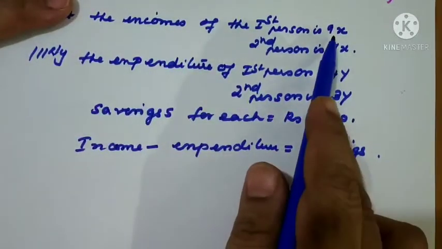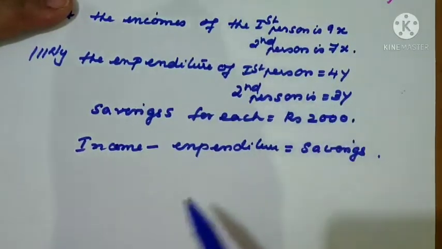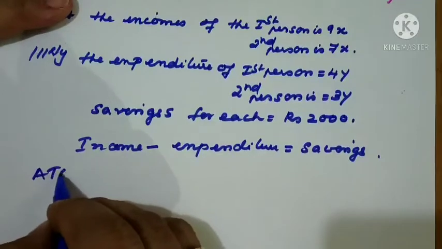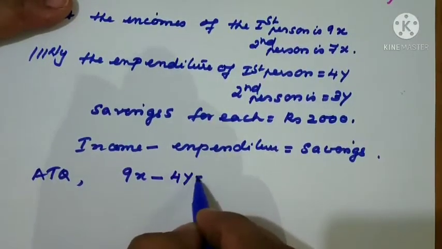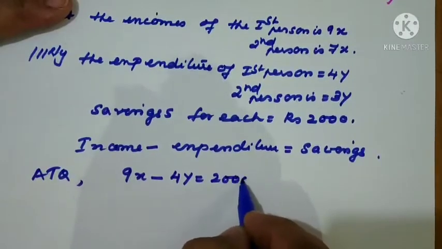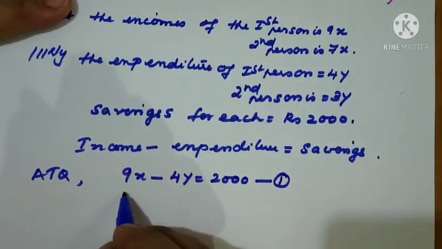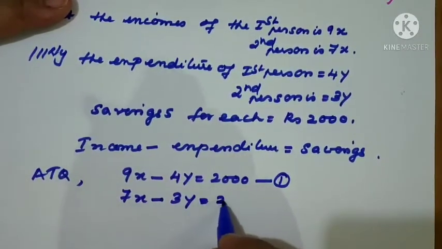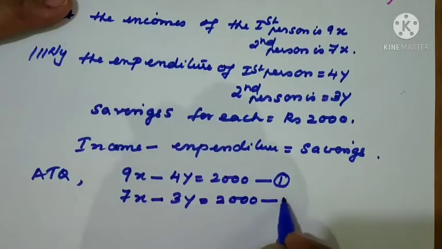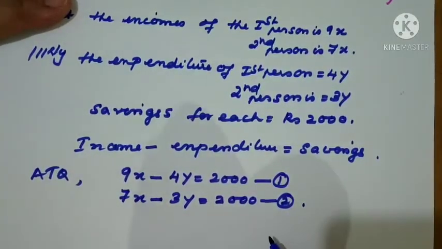What is the income for the first person? 9x. What is the expenditure? 4y. So according to the statement, we can write 9x minus 4y equal to 2000. Similarly, 7x minus 3y equal to 2000.